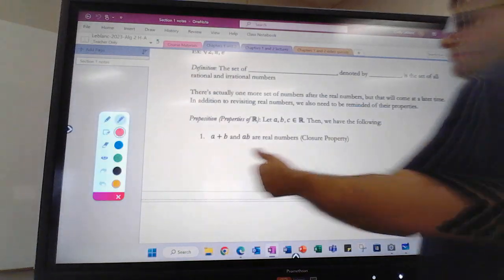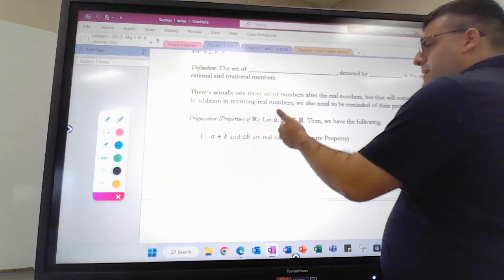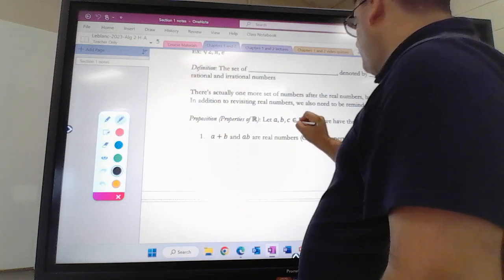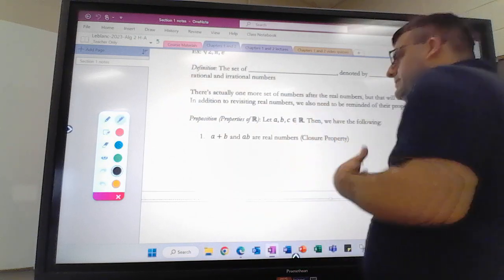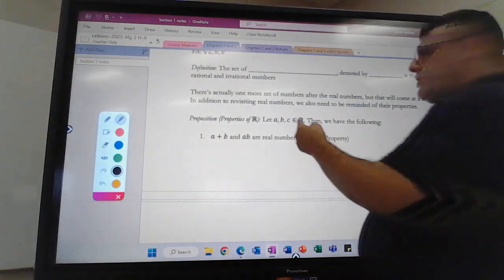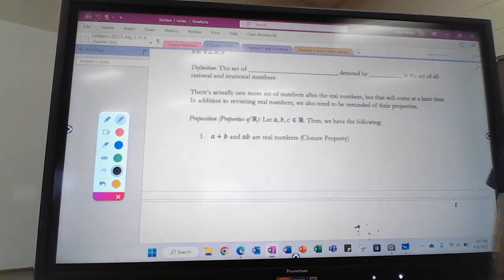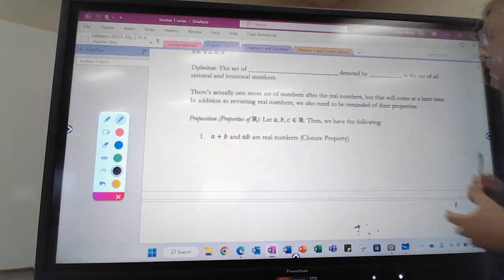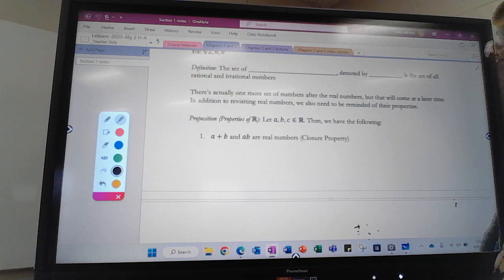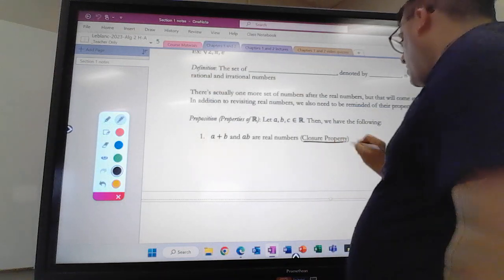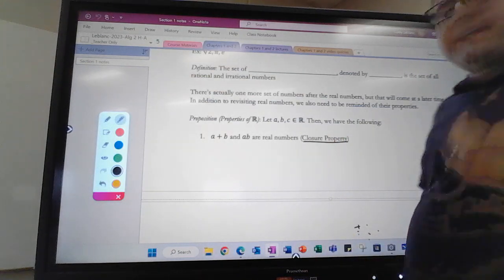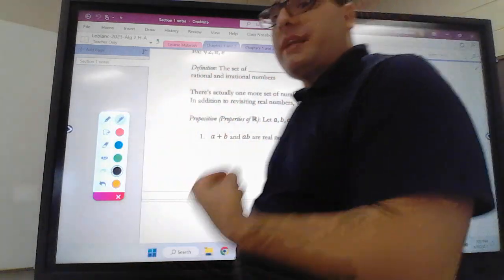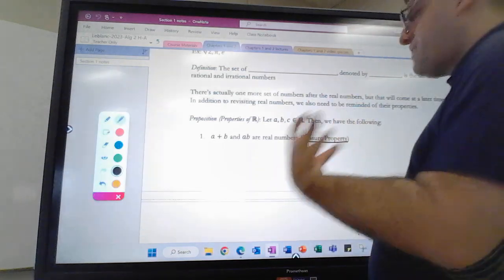For example, when you look at something like this, A, B, and C, this little wonky looking E just tells me that those three numbers are in that universe of numbers. So what this means is A, B, and C are real numbers. Okay. Now, because of that, we have these properties. The first one is called closure property, meaning that if I take two real numbers and I add them together, or if I take two real numbers and I multiply them together, the result is going to be a real number.